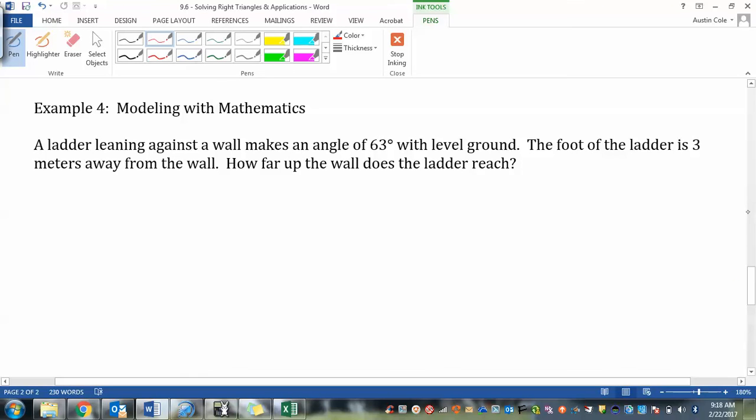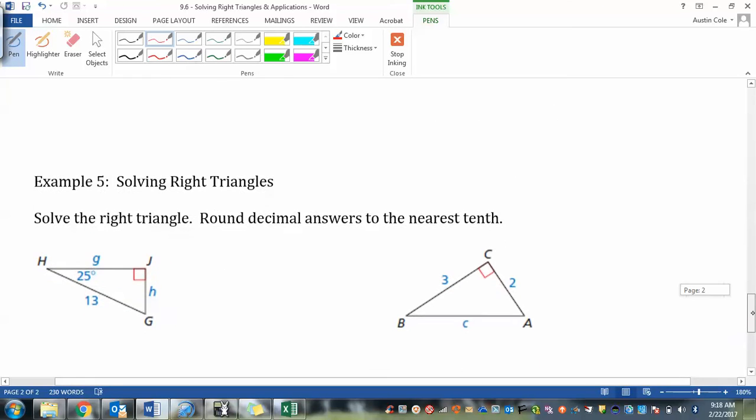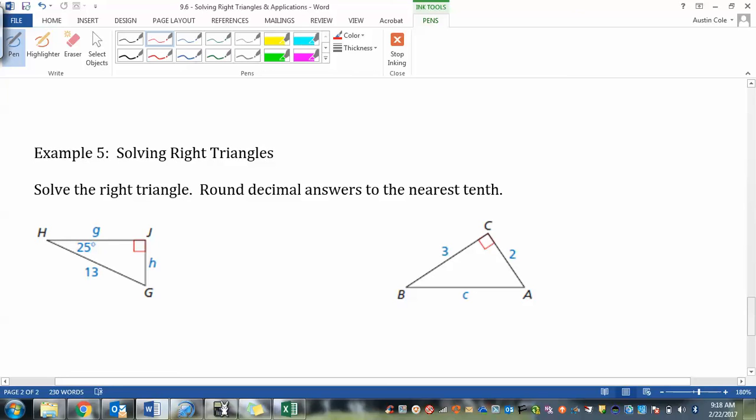I'm going to skip example 4. Okay, much of the same. Draw a picture, figure out what they're missing or what we're trying to find, and then go from there. Example 5. This is the next idea.